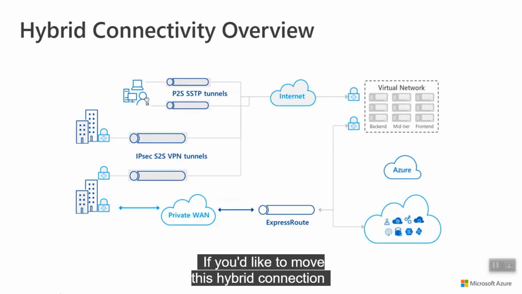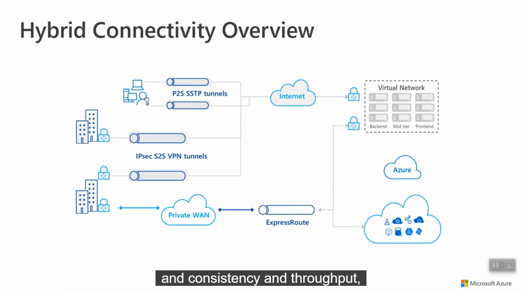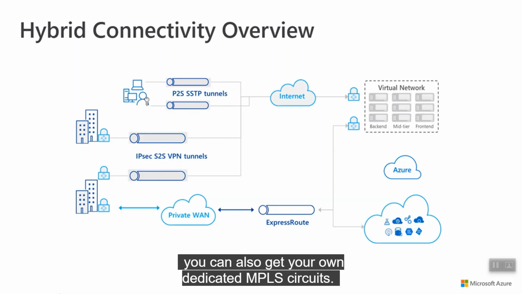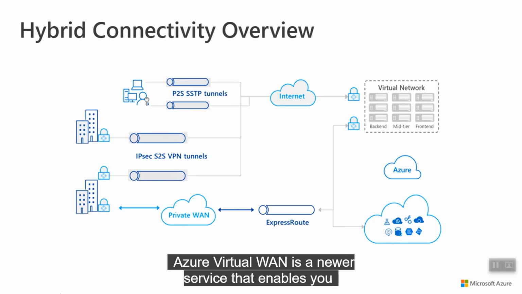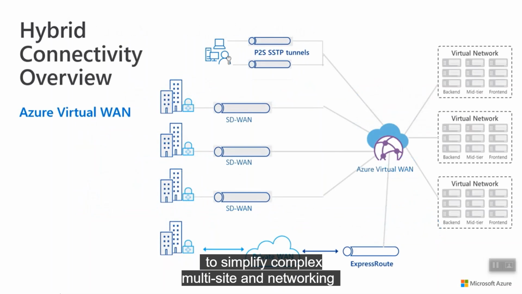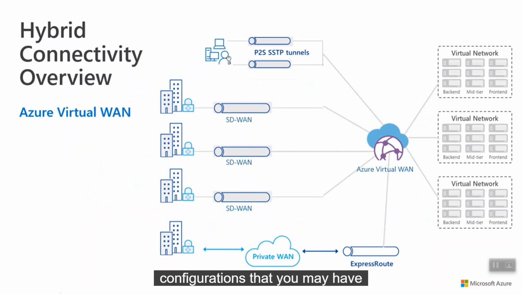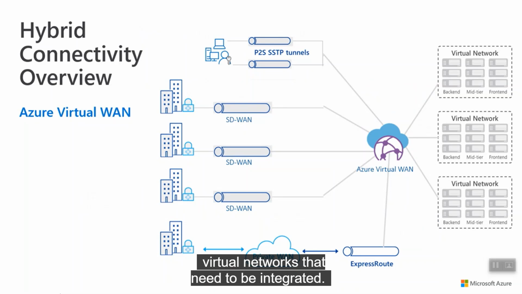If you want to avoid installing clients, you can extend your network with an IPsec tunnel and create site-to-site connections. If you'd like to move this hybrid connection off the public internet altogether to achieve better reliability and consistency in throughput, you can also get your own dedicated MPLS circuits. You arrange that with your telco and using Azure ExpressRoute service. Azure Virtual WAN is a newer service that enables you to simplify complex multi-site networking configurations that you may have with multiple branch offices and or multiple Azure regions or virtual networks that need to be integrated.